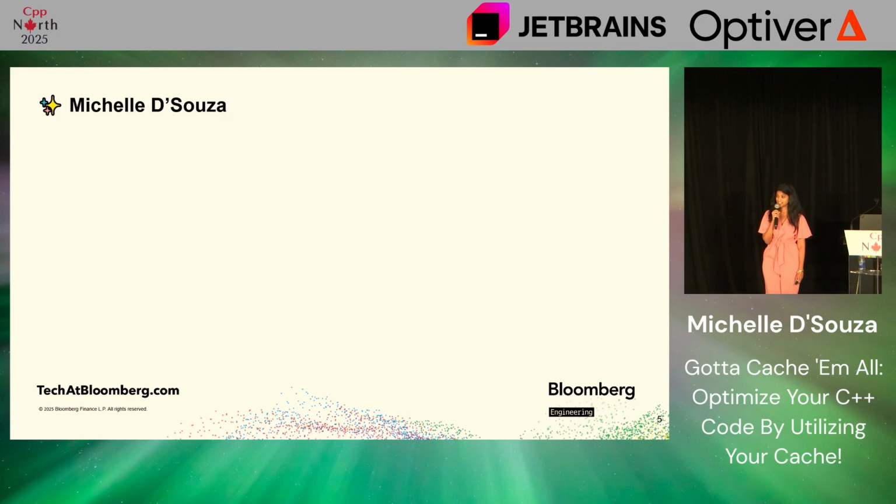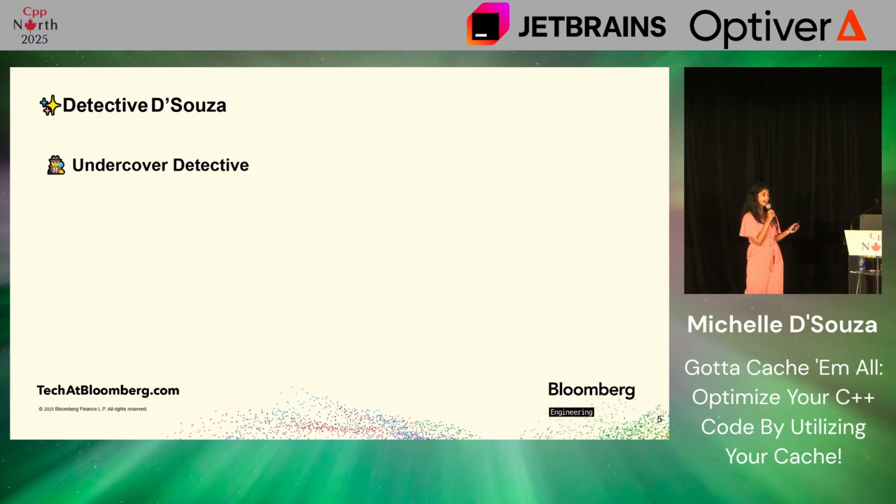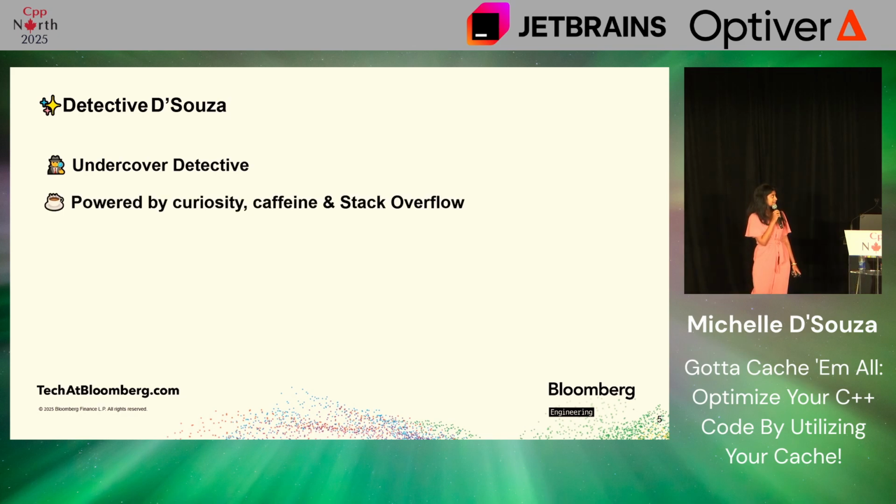Hi, my name is Michelle, and I'm a software engineer at Bloomberg, where I write code for the order management platform that traders use to buy and sell securities on the exchange. Billions of dollars flow through our system, and so yes, of course, speed matters. But I think I'm truly an undercover detective because I love knowing the how and why behind the things that work. And I'm powered by curiosity, caffeine, and Stack Overflow to do so.